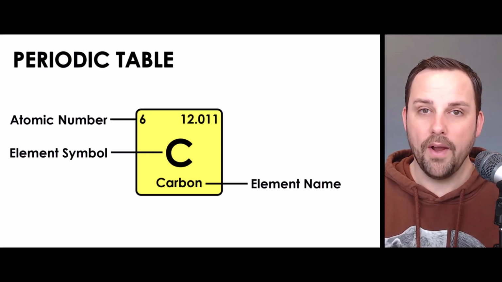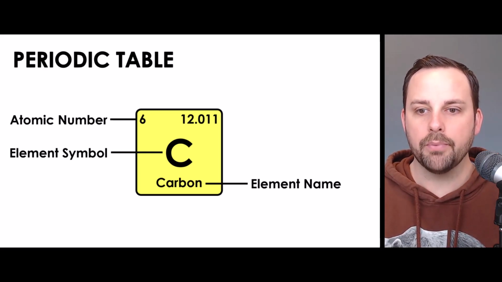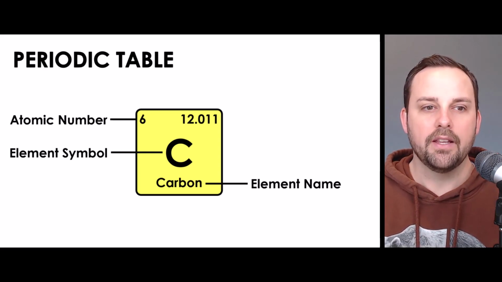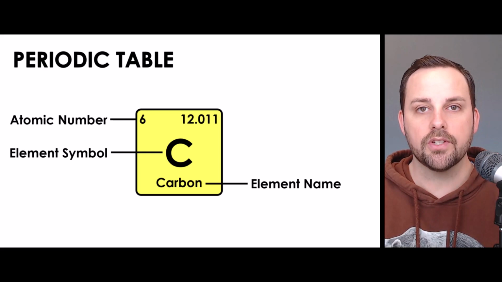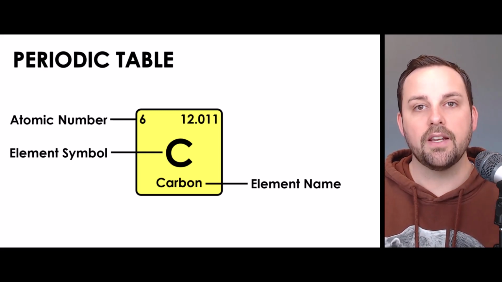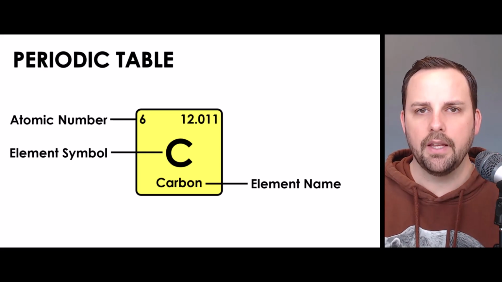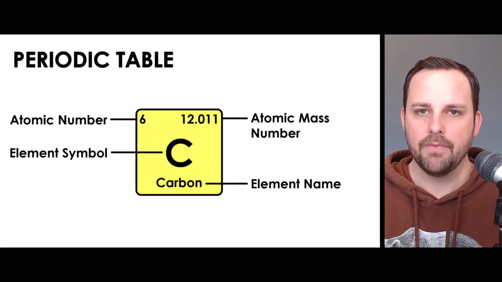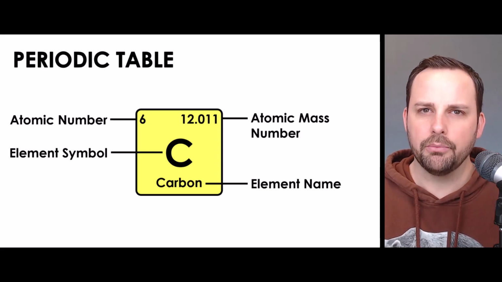Hydrogen is always going to have exactly 1 proton in the nucleus, and so it has the atomic number 1. In this example of carbon, carbon will always have exactly 6 protons in the nucleus, so it's given the atomic number 6. Gold always has exactly 79 protons in the nucleus, so it's given an atomic number of 79. Each element square also includes what we call the atomic mass number. The atomic mass number is a little more confusing.